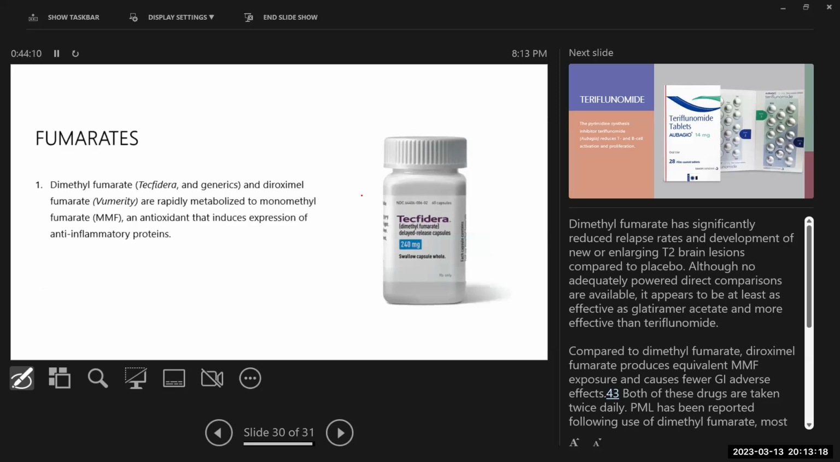There are a series of oral drugs that are fumarates. These fumarates are antioxidants that essentially prevent the immune system from working. There aren't a lot of good comparisons between this drug and some of the others. It's easily as effective as glatiramer acetate. It's more effective than this other drug we'll talk about, teriflunomide.